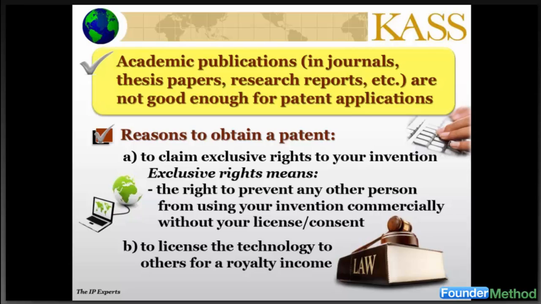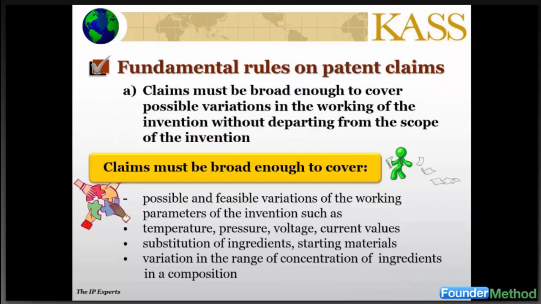A patent is actually a government-granted monopoly for a limited period of time. That's for a maximum of 20 years. So during this period, you have exclusive rights to your invention. And any party who uses your technology, your invention, without your consent is actually infringing a patent, for which you can take legal action. Ultimately, once you get a patent, it's easier to license your technology to third parties. So these are the two main reasons to obtain a patent.